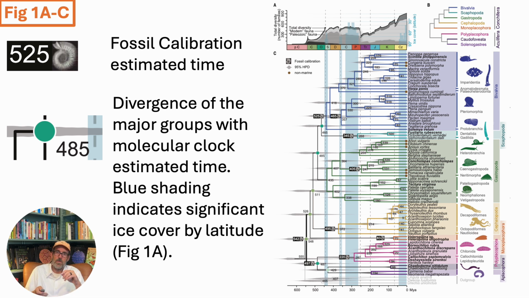On the left hand side you see, I don't know if you can see my dot here. Yeah, I don't think you can, but the 485 is the molecular clock estimate for the divergence of that node. So there's 8 of those.